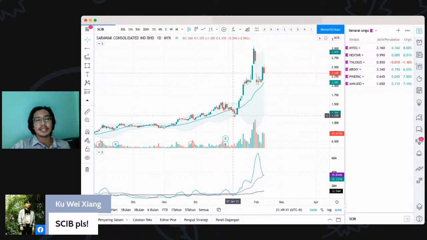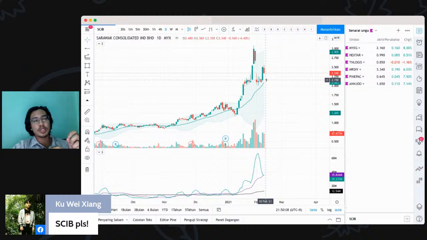But SCIB is a good counter. Currently it creates a higher low, as long as it still respects the range or the trend. You can still consider this a buy. And like I say, most of the time, if you trade this kind of counter and you think that your entry is wrong, and you know that this is a good fundamental counter, you don't need to be too pressured or too panicked. Because the fundamental will somehow support the price. You can see the fundamental plays a big role. So that is on SCIB.